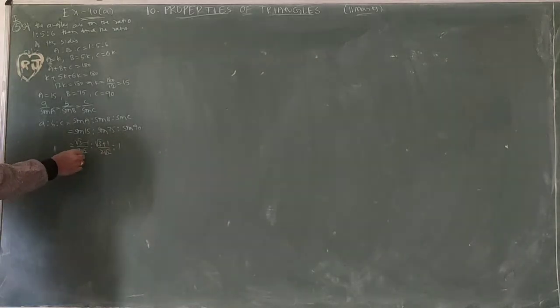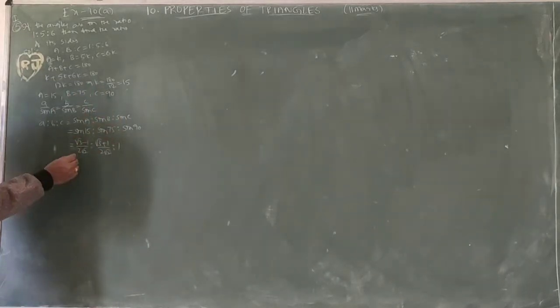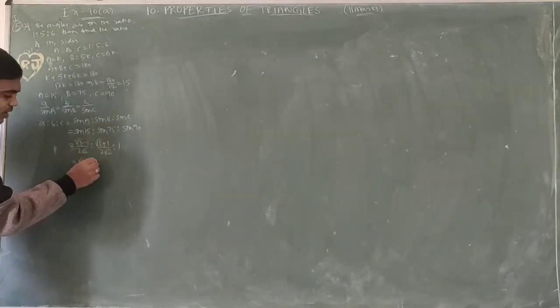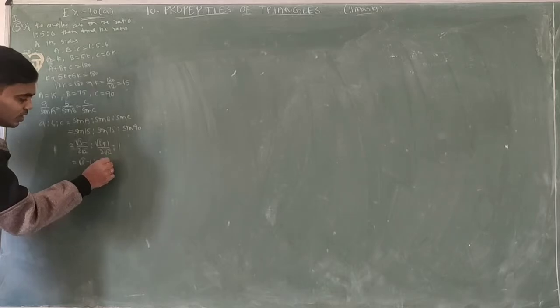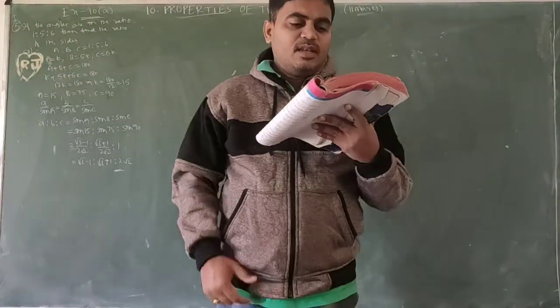Here these two denominators are 2√2. Multiply with 2√2, the 2√2 cancels. √3 minus 1 is to √3 plus 1 is to 2√2. This is the required solution. This is the ratio of the sides a, b, c.